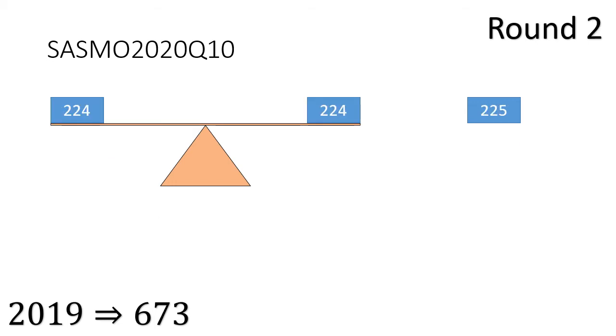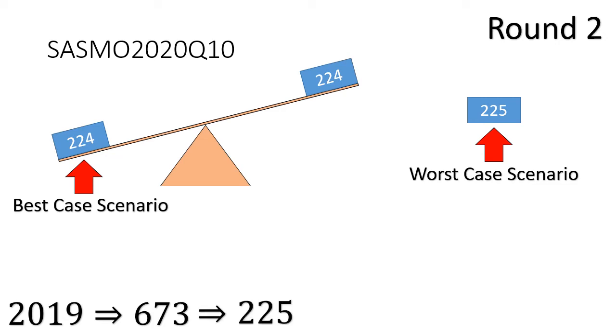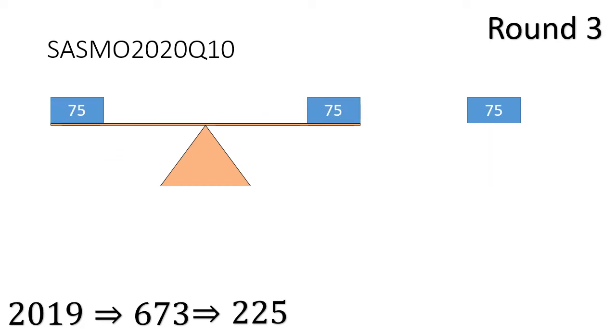This way, for round 2, we can divide the 673 coins into 3 piles that are as evenly distributed as possible. You can see that now the worst case scenario is the leftover pile of 225, and the best case scenario when it tips to one side is 224. So we've cut down 673 possible coins down to 225, the worst case scenario. And we can continue this strategy in round 3.